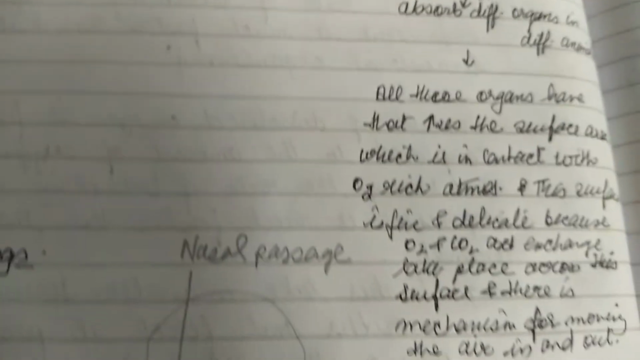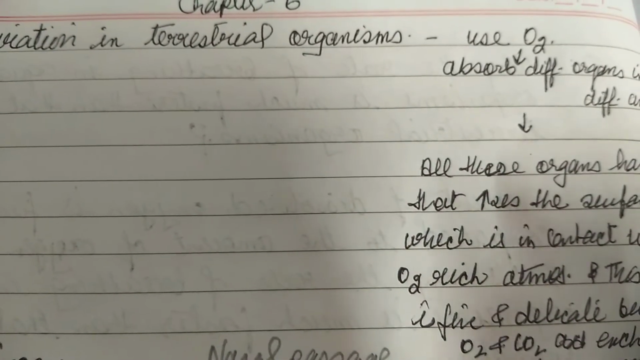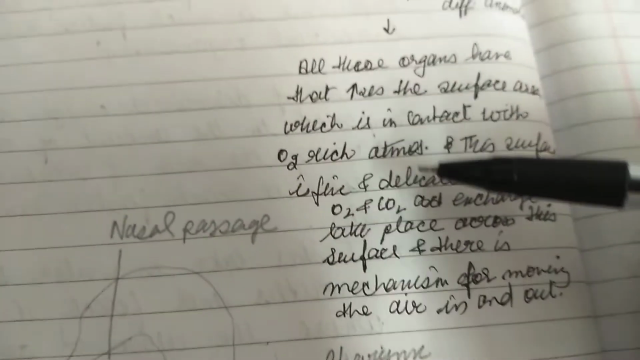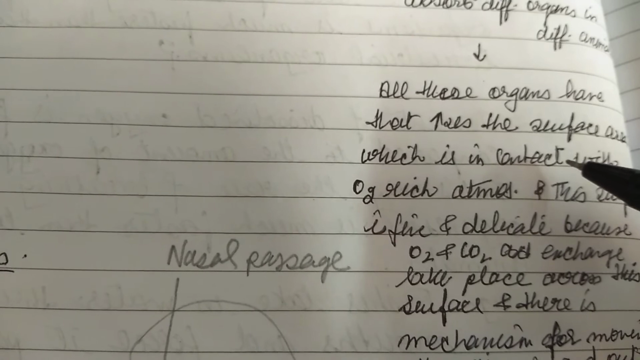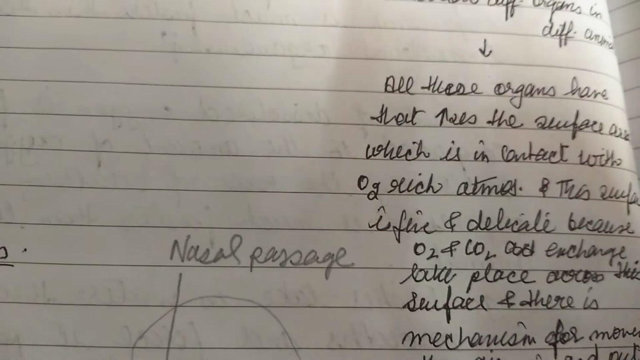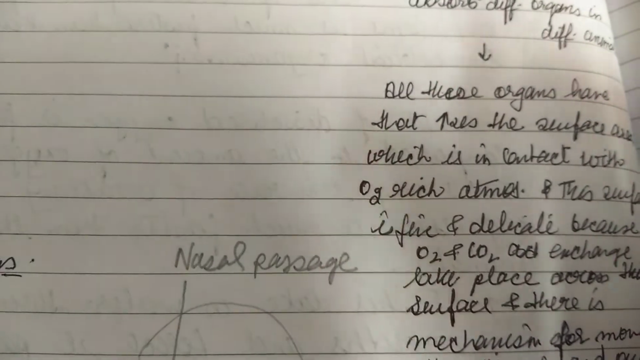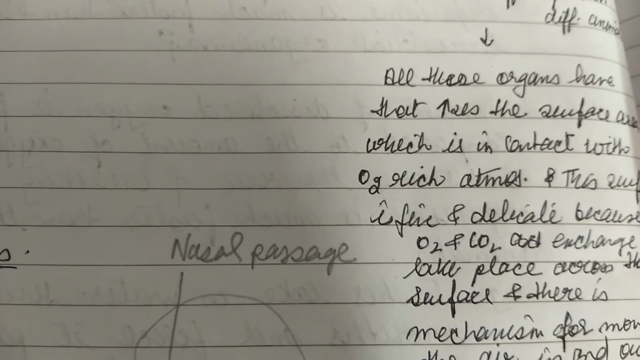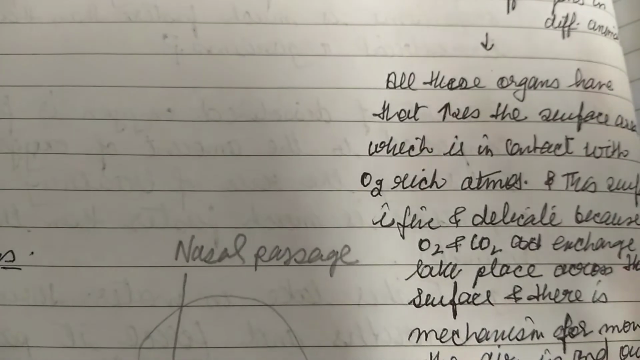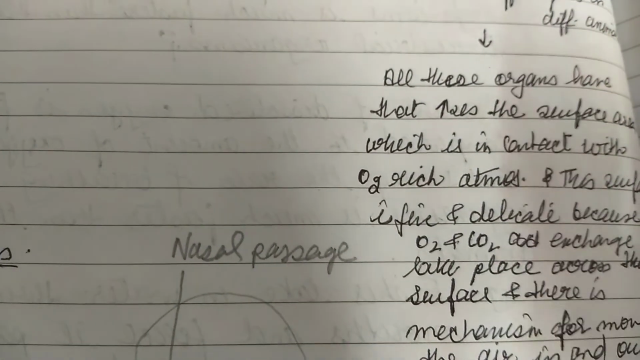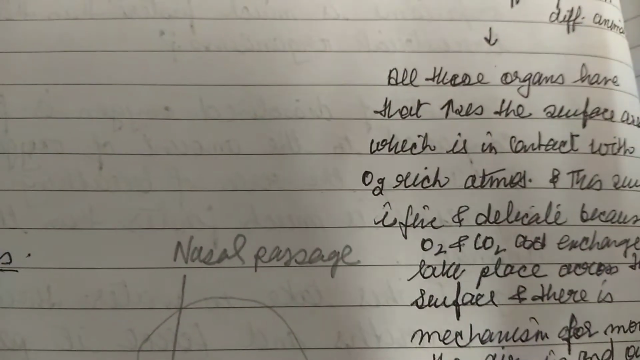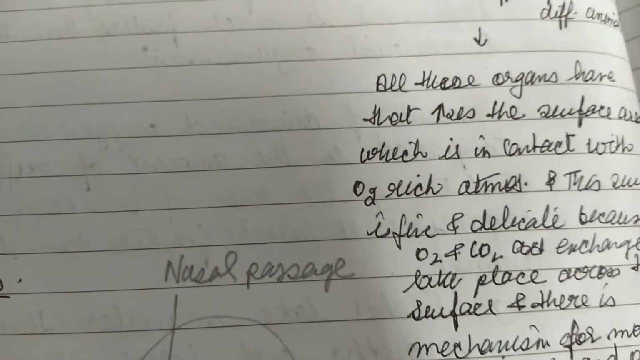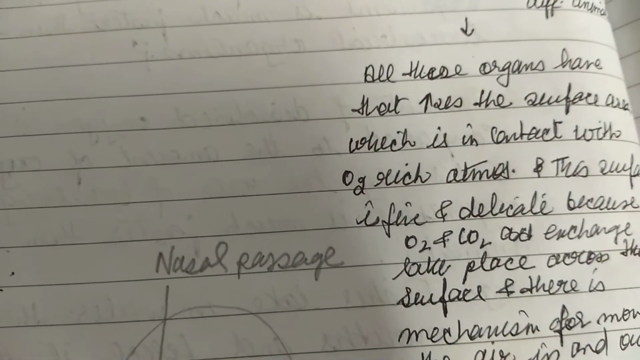And what are the requirements or the different qualities of that particular organ? First of all, the main purpose of these organs is to increase the surface area, so that more and more gaseous exchange can take place, more oxygen can be absorbed, and more carbon dioxide can be released. So these organs increase the surface area which is in contact with the oxygen rich environment.